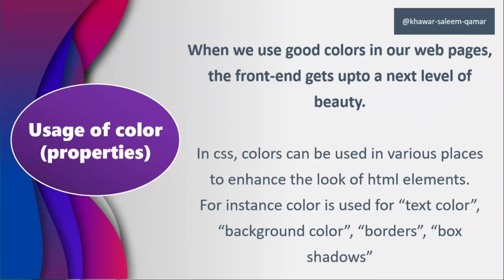Let us talk about the usage of color in CSS. Actually, in CSS, color is used for making the main appearance of the page. It gives new life to the display of the page. Colors play a big role in defining the front end of a web page. There are various properties in CSS in which we can use these colors, for example text color, background color, border color, and various other properties.